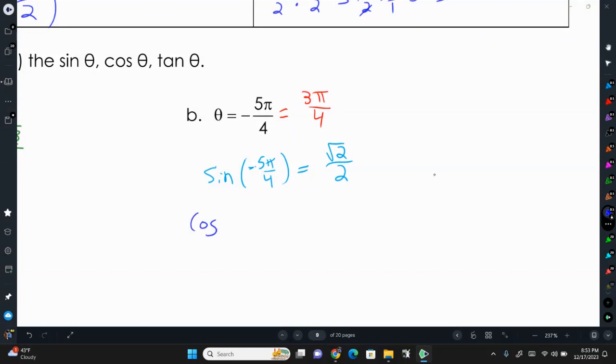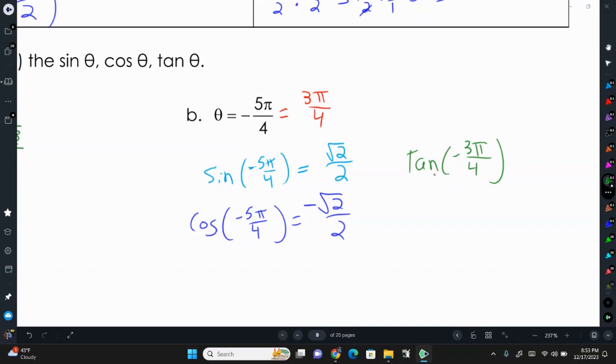The cosine of negative 5 pi over 4 is the square root of 2 over 2, but it's going to be negative because we are in quadrant 2. And then lastly, the tangent of negative 5 pi over 4 is going to be 1, but because one of my sine or cosine values is negative, it's going to give me a negative tangent.